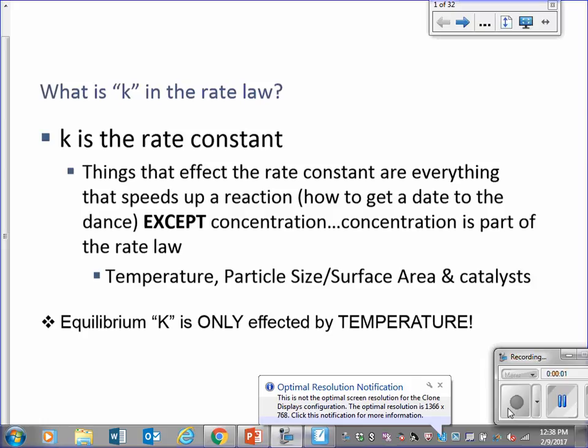Okay, so we're the K in the rate law. K is the rate constant. This is number 19. Remember I told you on the previous notes. So we need to clarify a few things because you're going to see these in multiple choice questions, and I don't want you to get it wrong.